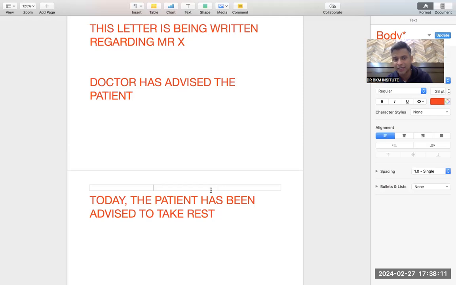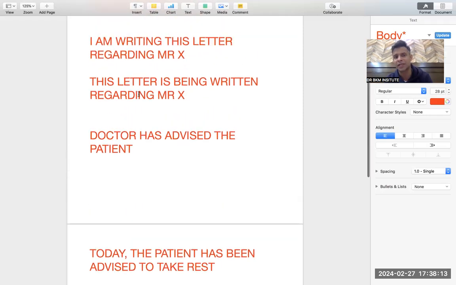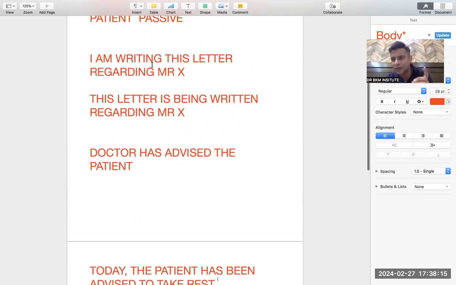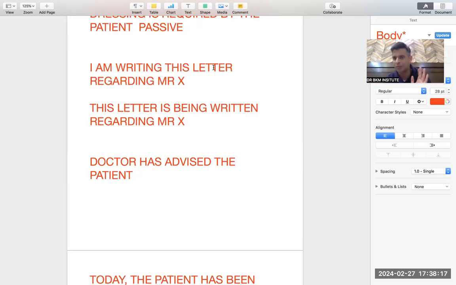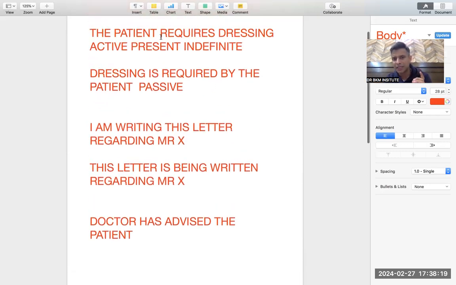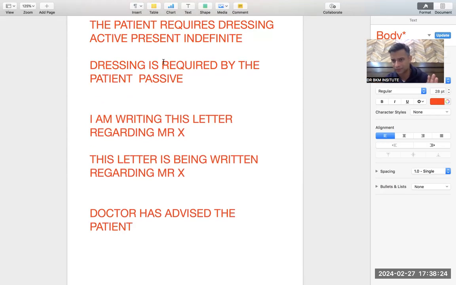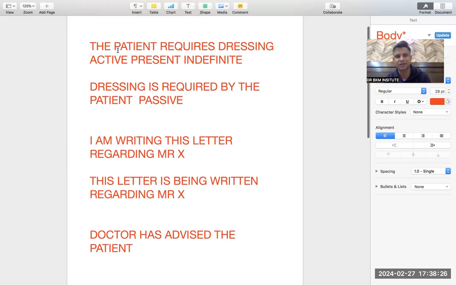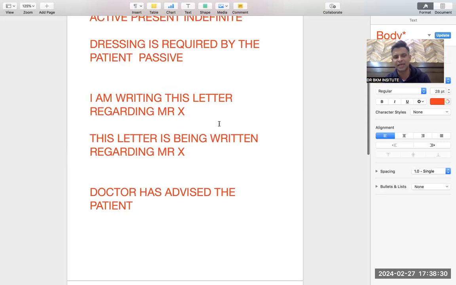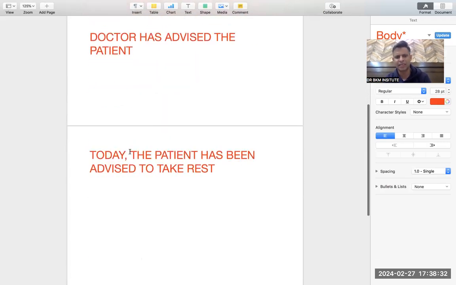When we do OET writing, we use passive voice. That is, we normally write, this letter is being written. Even if you write, I am writing this letter, there is no problem. The patient requires assistance. Assistance is required by the patient, no problem. But what looks better? In this one, by chance, this is looking easy and better. In this, both are looking equally good. In this, this is looking better. So I use this, but there is no difference.